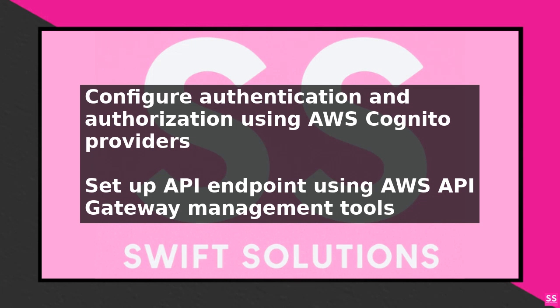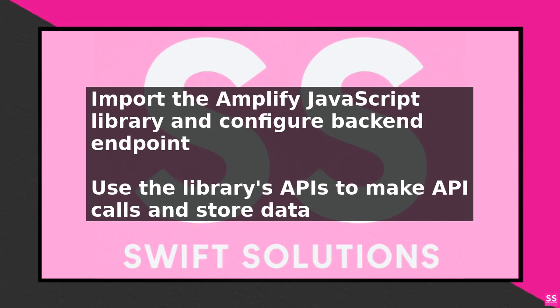This library provides a set of APIs that allow you to interact with your backend functions, including APIs for authentication, data storage, and API calls. To integrate your backend functions with your front-end application, you need to import the Amplify JavaScript library and configure it to use your backend endpoint. You can then use the library's APIs to make API calls, store data, and authenticate users.